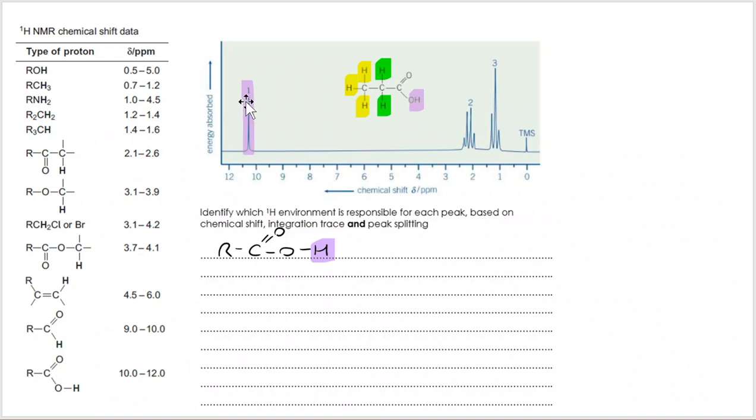I can also see there's only 1 hydrogen in that environment because my integration trace is 1 to 2 to 3. So it's a singlet. That's the other important thing. So we know it has no neighbouring non-equivalent hydrogen atoms. Let's move on and look at another peak.